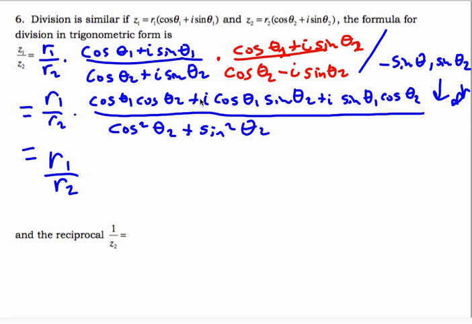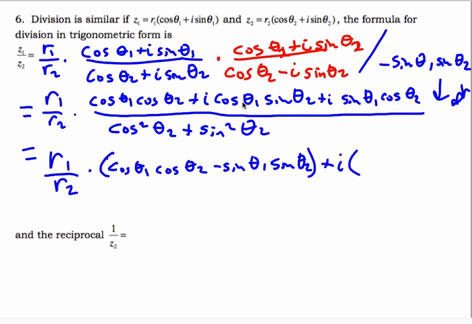And this, let's collect those real parts and imaginary parts again. So I'll put in bracket. So we have cosine theta 1 cosine theta 2 minus sine theta 1 sine theta 2, and the imaginary part, cosine theta 1 sine theta 2 plus sine theta 1 cosine theta 2.